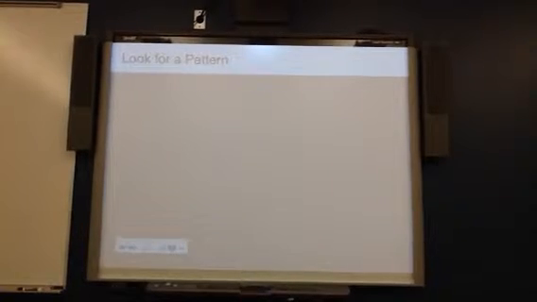The first strategy we're going to look at is look for a pattern. You can look at the problem sometimes and see a pattern. And if you can, that will be a good strategy to use. Now keep in mind, we're going to go over lots of strategies, and everyone will not use the same strategy to solve each problem. That is why there are various strategies.